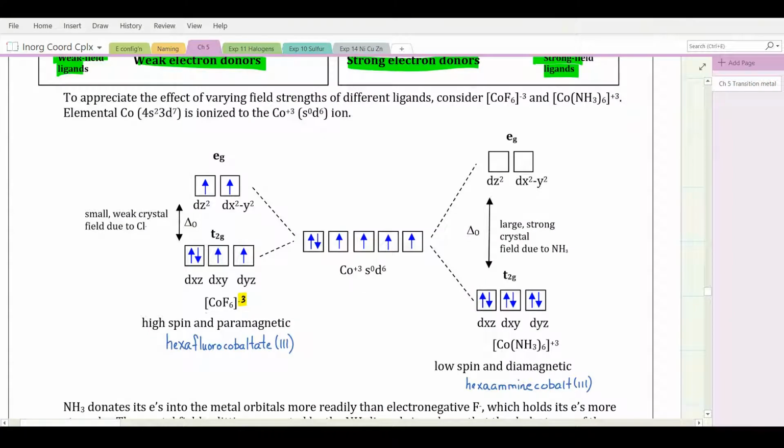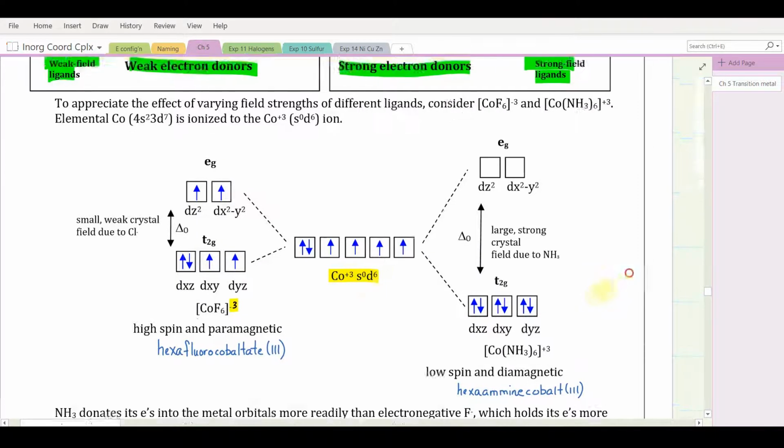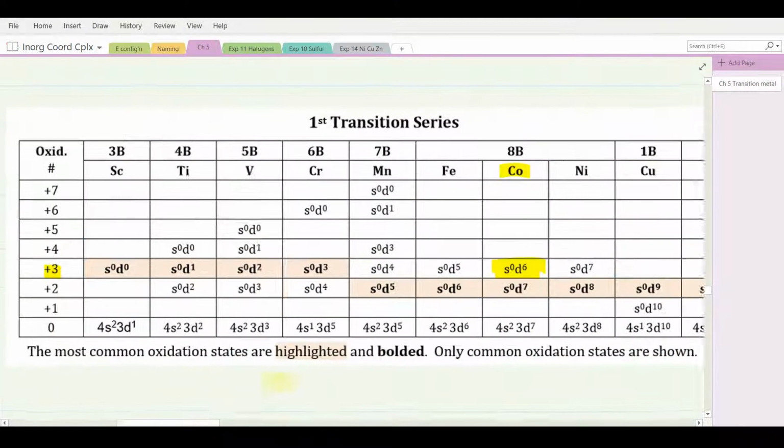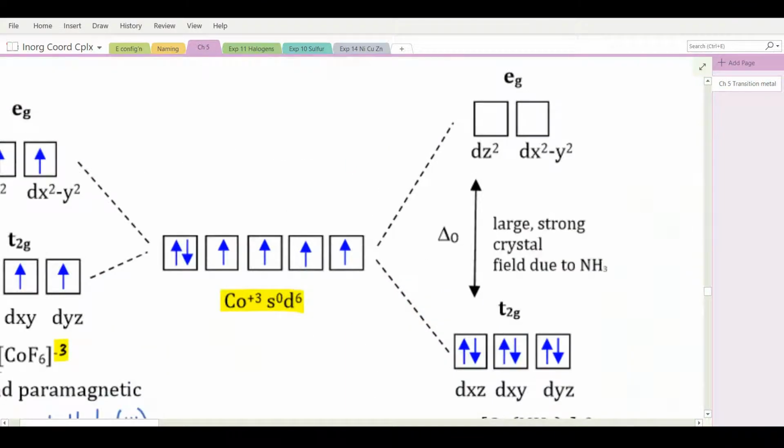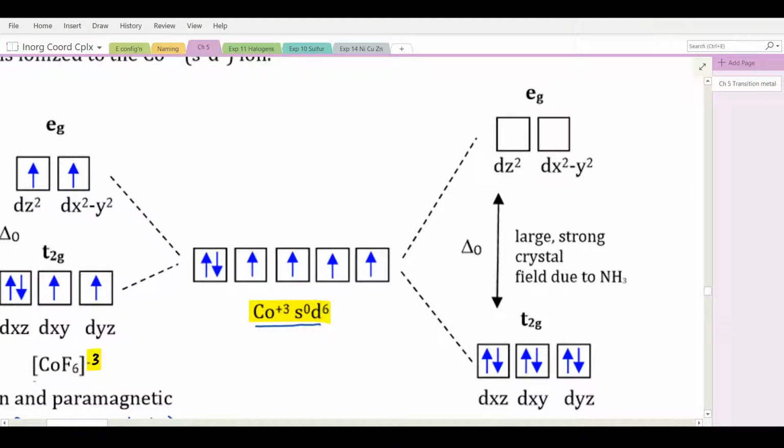We can appreciate the importance of the difference of the strength of different ligands in the next example. Let's start here with cobalt plus 3. Electron configuration. And for these, you'll want to refer to the tables in your notes on page 171. So here is cobalt, the element, cobalt, 4s2 3d7. We're going to take a look at cobalt plus 3. Electron configuration is 4s0 3d6. Here's cobalt plus 3, 4s0 3d6. This is the ground state electron configuration.